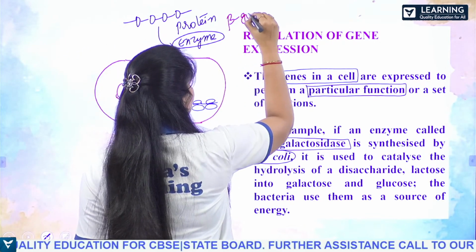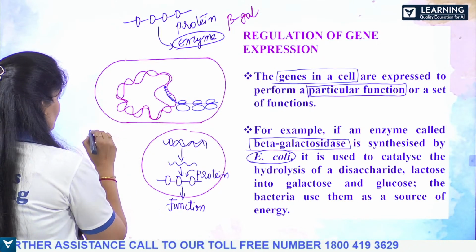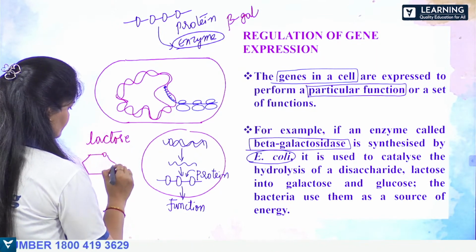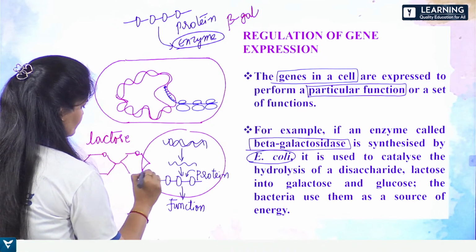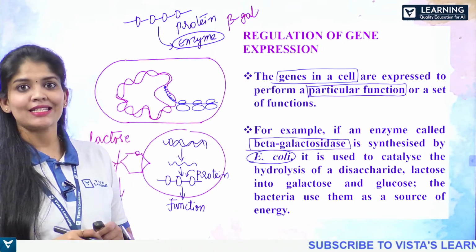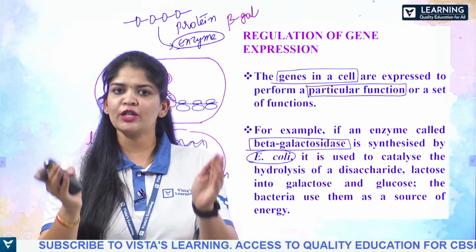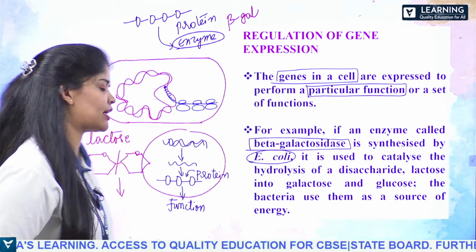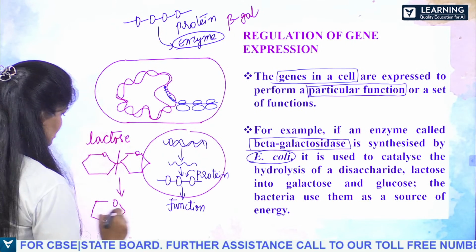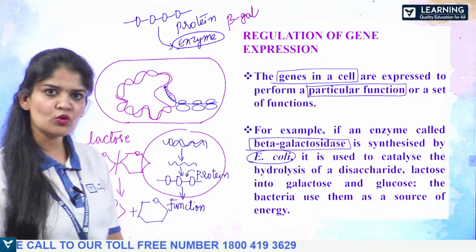Beta galactosidase is going to act on lactose. It is going to show a hydrolysis reaction such that the disaccharide, which is made up of two monosaccharide units, is going to separate to produce individual monomers, that is, monosaccharide units. What are those monosaccharide units? One is glucose, and the other one is galactose.